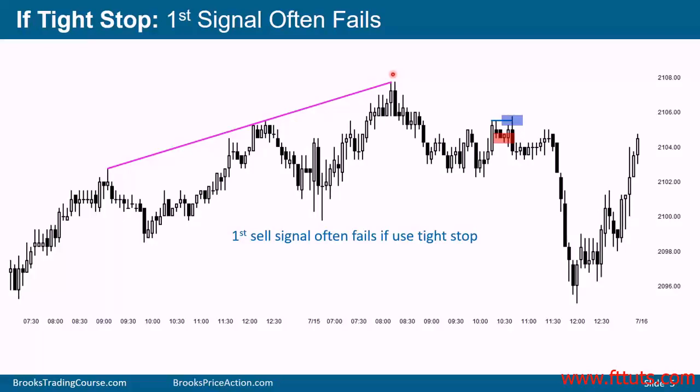Since we have a wedge top and two legs down are likely, it's reasonable to put your stop here. Also, the swing bears who sold up here and are holding short do not have a reason yet to use a tighter stop. If there's a strong bear breakout, then they can lower their stop. But all through here, the correct stop for the bears is still up here.